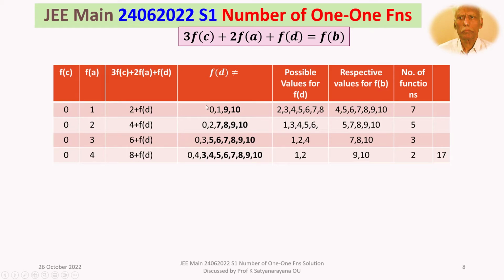And in this case, it is 8 plus f of d. F of d cannot take 0 to 4. F of d cannot take 3 to 10, and it can only take 1 and 2, and the number of functions will be 2. So those are the 4 subcases, and in case 1 you get 7 plus 5 plus 3 plus 2, that is 17 one-to-one functions, which map f of c to 0 and f of a to 1. In the first subcase I have already written explicitly what those 7 functions are. So like that you get 17 one-to-one functions.